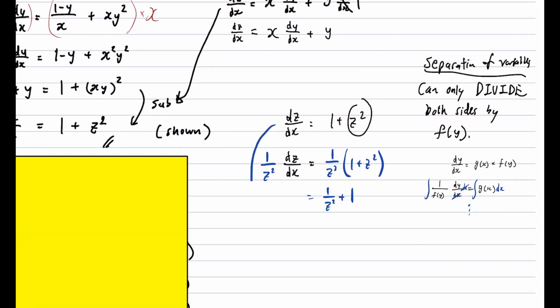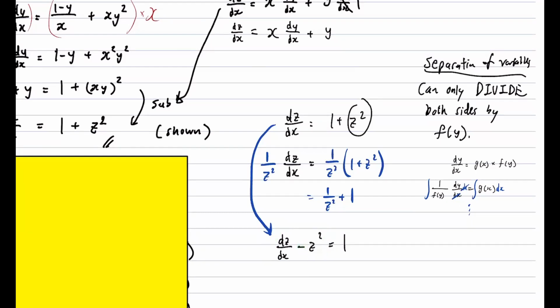The alternative is, how about if I minus z square on both sides? What am I left with? If I minus z square on both sides, I'll be left with dz by dx minus z square equals to 1. Does this work? No, it does not. When there's a minus, cannot.